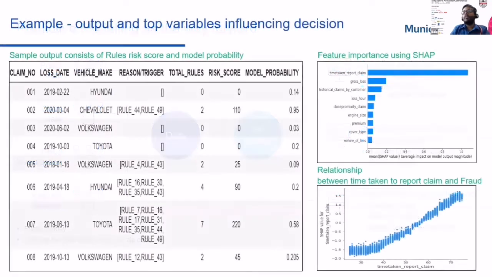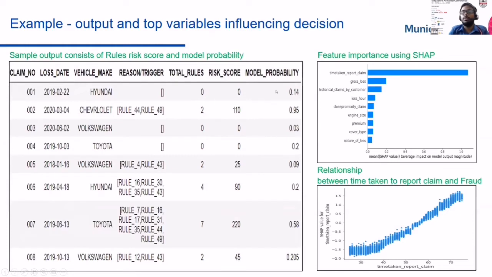And then if you look at the final output here, the standard is that we give out a claim scorecard. For example, we can take claim 2, right? It has satisfied 2 rules, rule number 44 and rule number 49. The total risk score for the rules is 110, and the machine learning model says 0.95. That's closer to being a fraudulent claim.